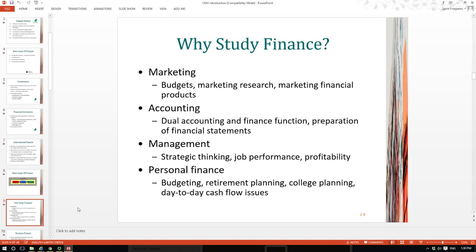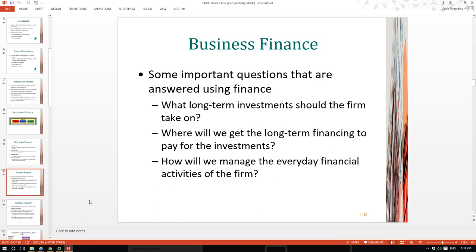A finance major typically will work in the finance department in a corporation. Instead of doing marketing, accounting, or management work, people majoring in finance will do financial analysis and make financial decisions for a corporation. Business finance is essentially an area where people do financial analysis and make financial decisions within a corporation.